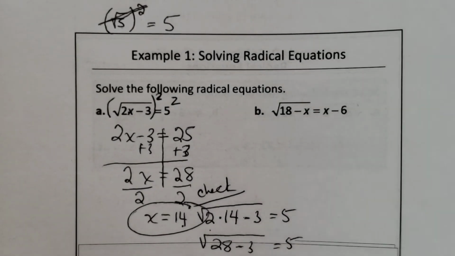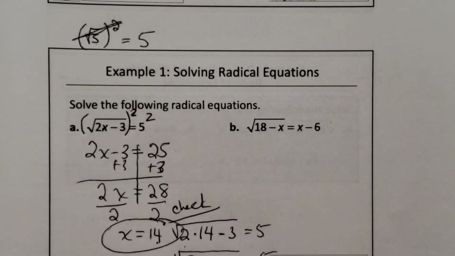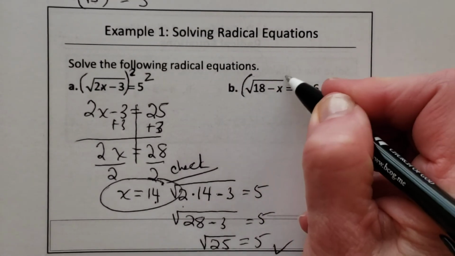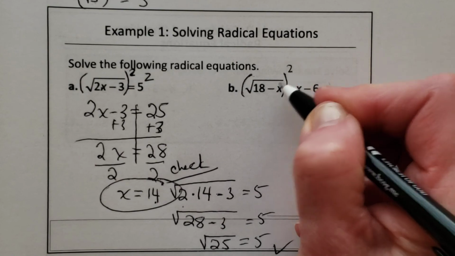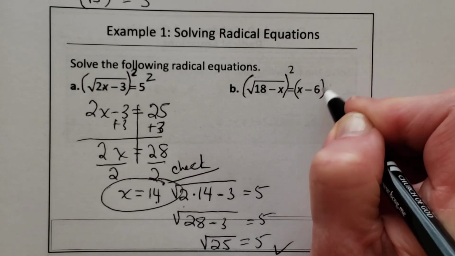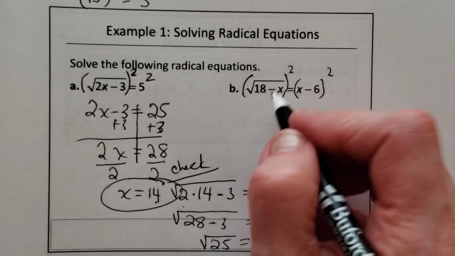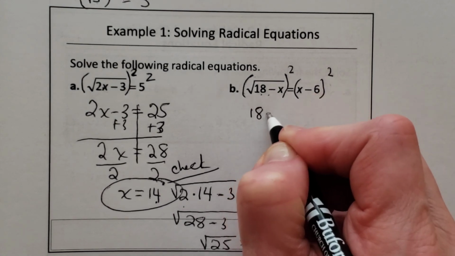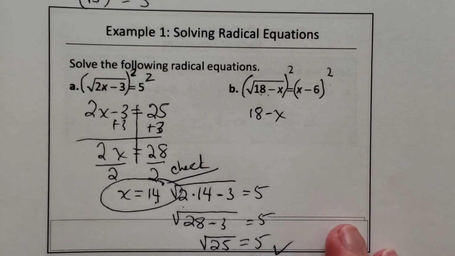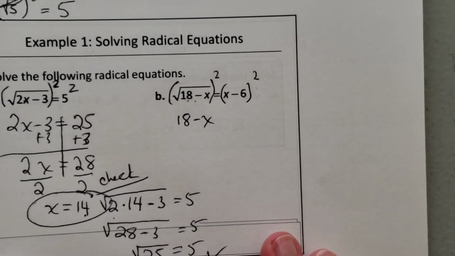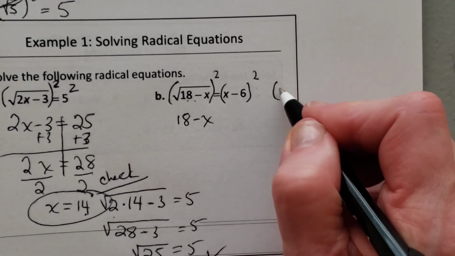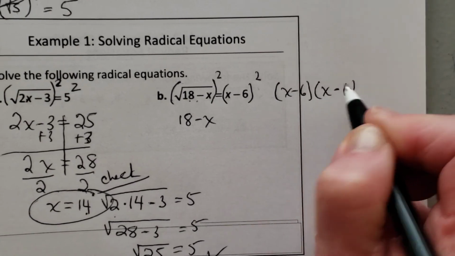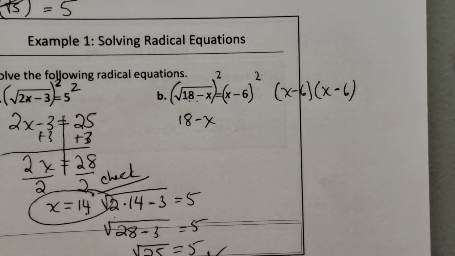All right, so then for letter B, I see a radical. I want to cancel it out so I can solve for x. So I'm going to square both sides. Whatever you do on one side of the equal sign, you have to do on the other. So now the square root of 18 minus x squared is 18 minus x. And now this basically says I'm going to have to FOIL because I have a binomial. So I'm squaring this whole thing. So I'm going to FOIL it.